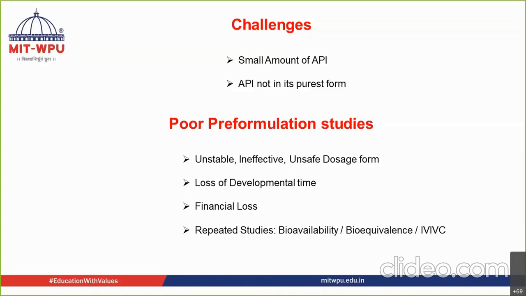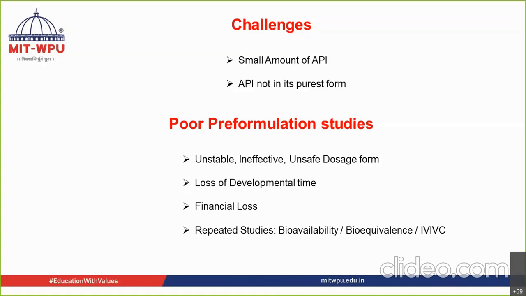There will be financial losses. You are going to formulate, you are going to do batch scaling, you are going to send those batches into the market, and again, you have to pull back those batches. So it is going to lead to a lot of financial losses. And again, you have to repeat the studies. You have to repeat the bioequivalence studies. Repeat the IVIVC kind of studies. IVIVC is nothing but in vitro in vivo correlation studies. So these studies you have to repeat again and again. Hence it is good to do good preformulation studies in the beginning only.